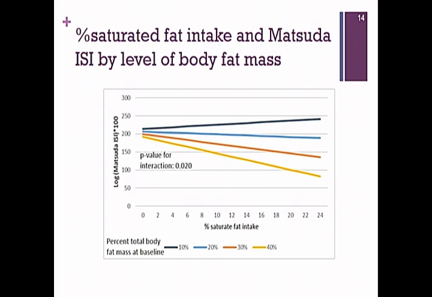So here, on the y-axis is the Matsuda insulin sensitivity, and on the x-axis we're looking at the percent saturated fat intake. Each of these lines represents a different level of baseline adiposity, from the dark blue, who are the leanest, to the yellow, who have the highest adiposity at baseline. We see that the association between the saturated fat intake and insulin sensitivity is mostly seen in the kids who have a higher level of adiposity.